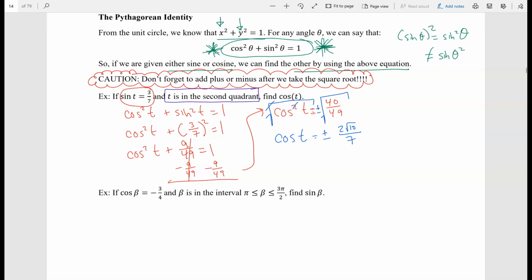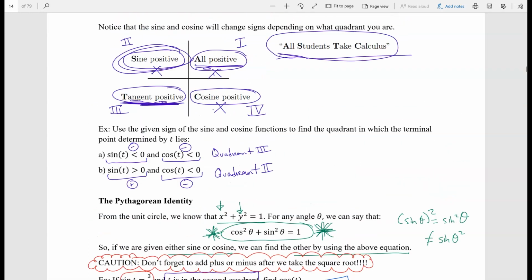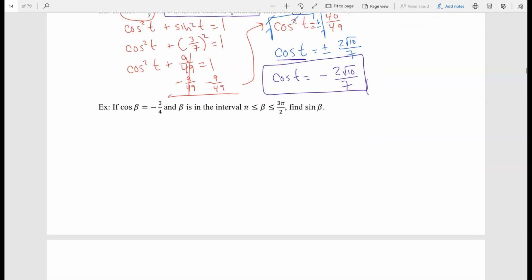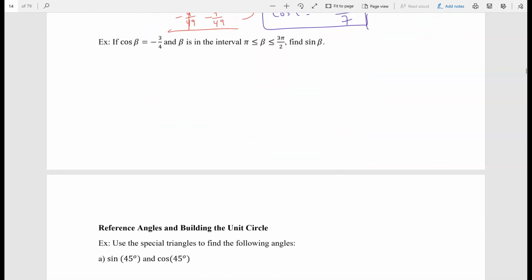So in the second quadrant, what is cosine? If we look over here in the second quadrant, sine is the only one that's positive. So cosine must be negative. That means cosine of t is going to be equal to negative 2 square root of 10 over 7. So that's going to be my answer. Okay, now we're going to go to this one.